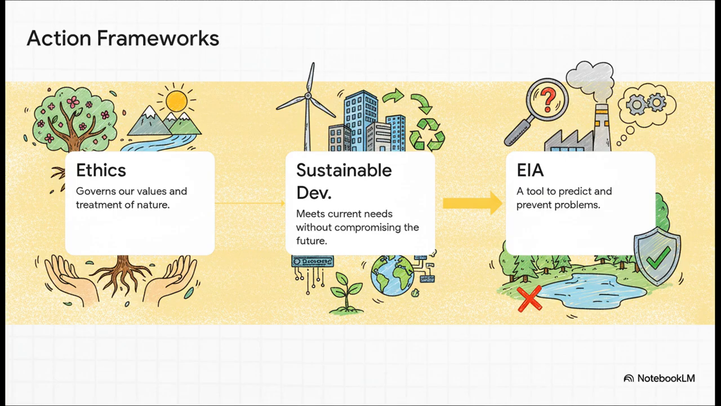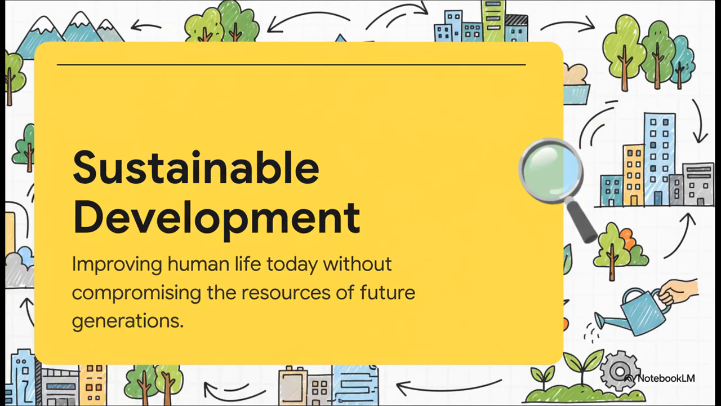And the big goal that ties a lot of this together is this idea of sustainable development. So, what is sustainable development? It's actually a pretty simple but really powerful idea. It's about figuring out how to improve our lives today, right now, without wrecking the planet and using up all the resources that future generations are going to need to live their own lives. It's about finding balance. It's about fairness.